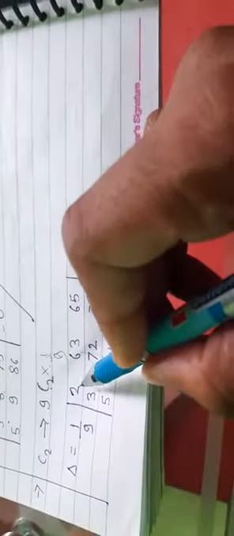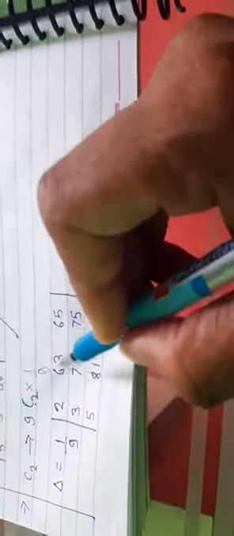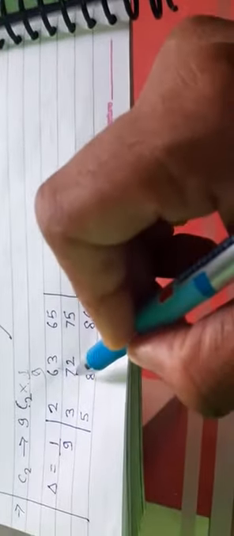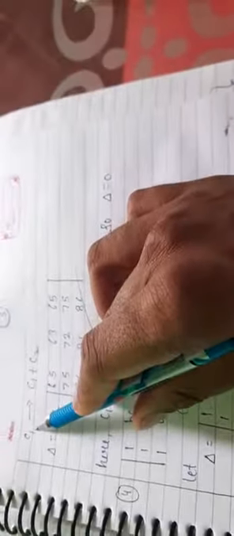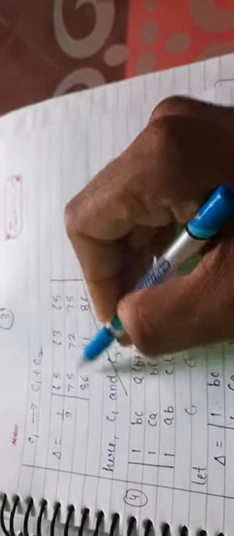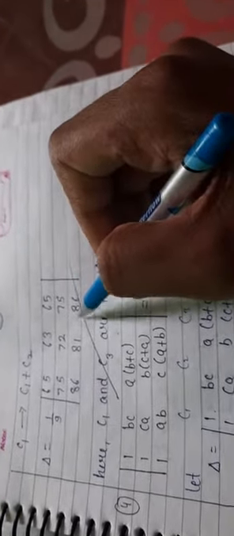After that, we will use the operation C1 plus C2. If we add both, 63 plus 2 will become 65, 3 plus 72 will become 75, 5 plus 81 will become 86. That's why we add C1 and C2. So only C1 we are changing. C1 is changing. C2 and C3 will come as they are.